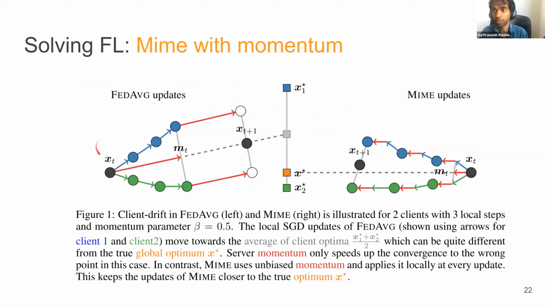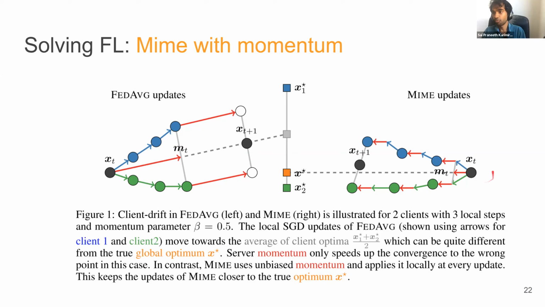Okay, so hopefully this explains again what is going on. x1 star is the optimum of client 1, x2 star is the optimum of client 2, x star is the global optimum. If you do 3 steps of Fed average, client 1 will move there, client 2 will move there. And if you're using Fed average with momentum, that would just be the average update. So the average update is in this direction. The red arrow represents the momentum. And so when you add this momentum, you just move faster in this direction.